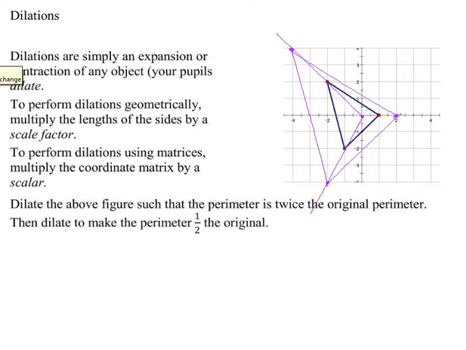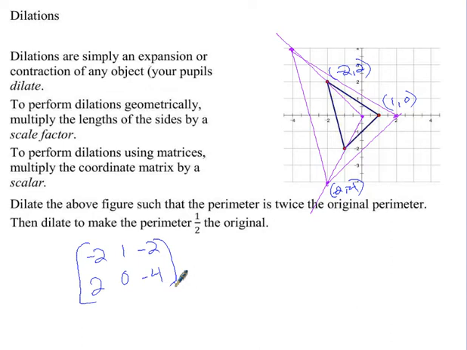So we need to set up the coordinate matrix. Multiply the coordinate matrix by the scalar. So the coordinate matrix is going to be my original points. I have a point right here that is 1, 0. I have a point right here that's -2, 2. I have a point right here that is -2, I can't read this, 4. -2, -4. So that makes my matrix what? -2, -4.